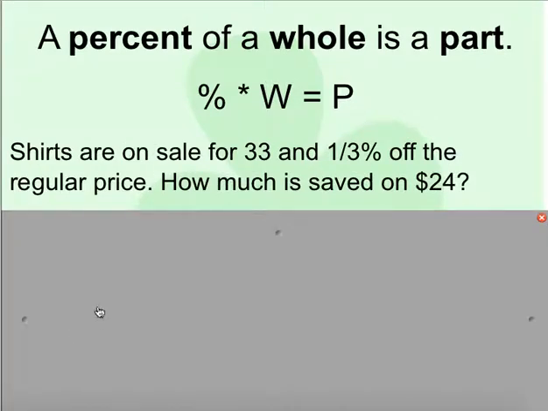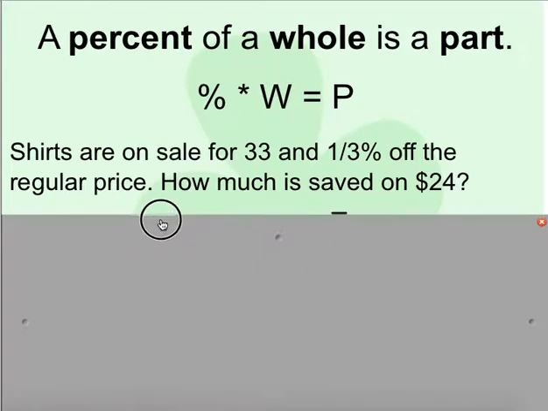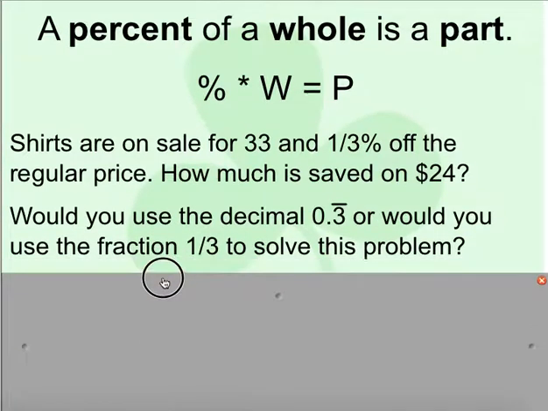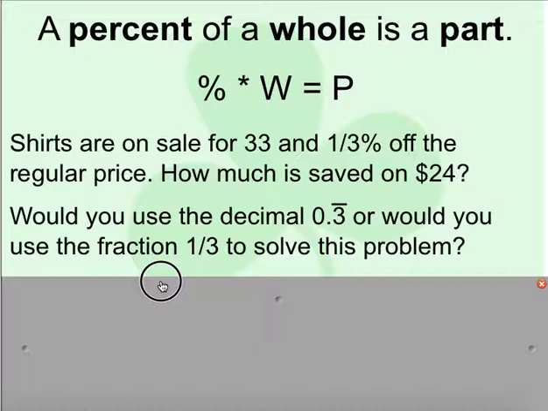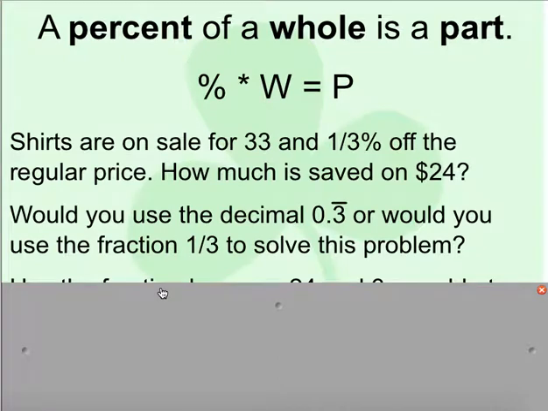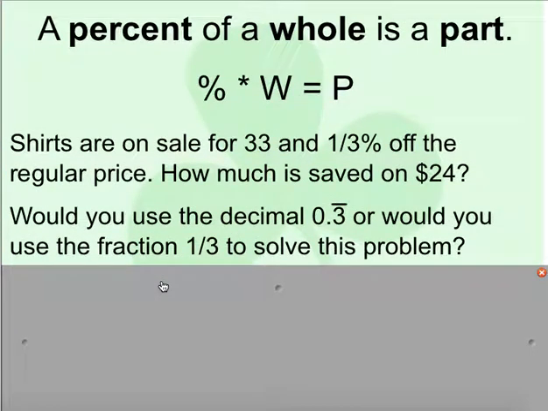Let's think about this one. Shirts are on sale for 33 1/3% off the regular price. How much is saved on $24? So in this case, remember, we have a choice. Do I want to use the decimal 0.3 repeating? Or, since 33 1/3 is actually just the fraction 1/3, what would I do? Well, in this case, I would be taking 1/3 of $24. I would definitely rather find out that the amount off is $8 rather than trying to do everything with those decimals.